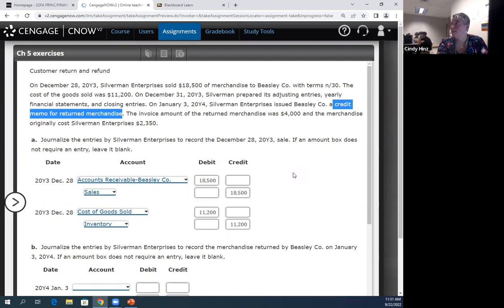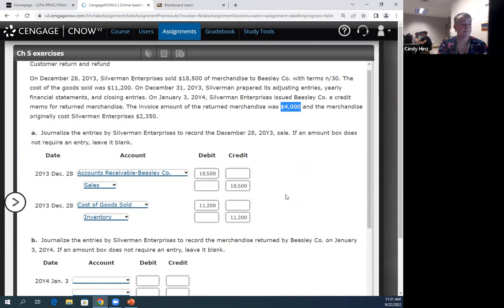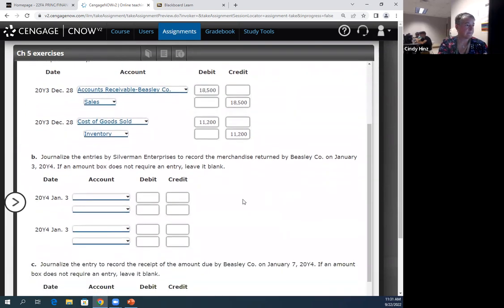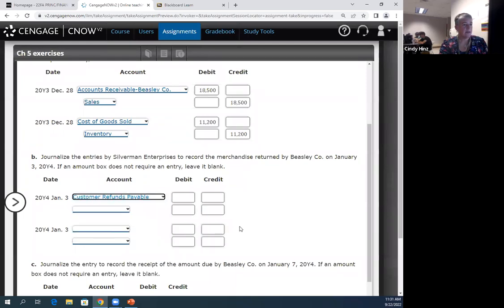So that credit memo would go against the amount that they already owed us. So they owed us 18,500. We issue them a credit memo for the $4,000 return. And when they pay the invoice, they would pay us just the difference, the 14,500 that would be left. But let's journalize the entries for accepting that return. The first part is a debit to customer refunds payable.